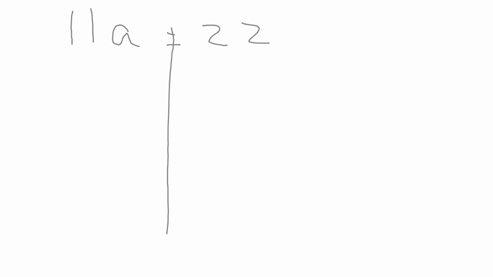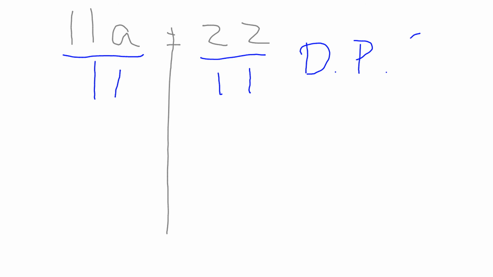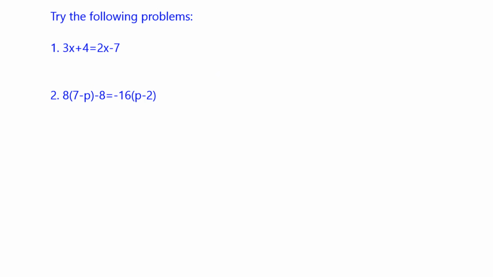So continuing where we left off, we had 11a equaling 22. The last thing that we need to do is divide to get the a by itself. So we're going to divide by 11. So we did the division property of equality. So we got a equaling 2. If we checked our answer, we do end up where 2 is correct.